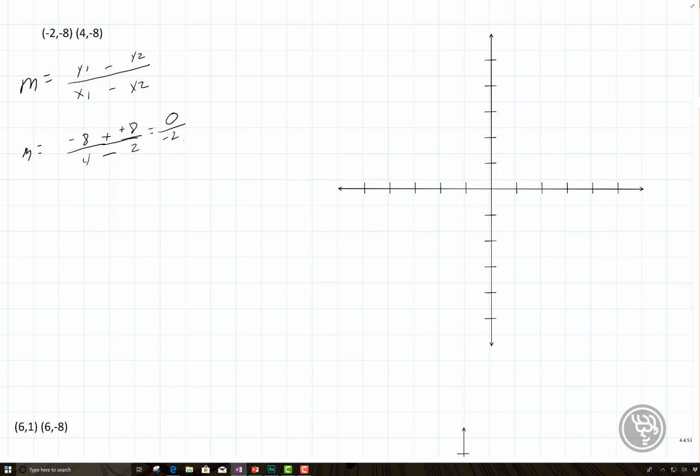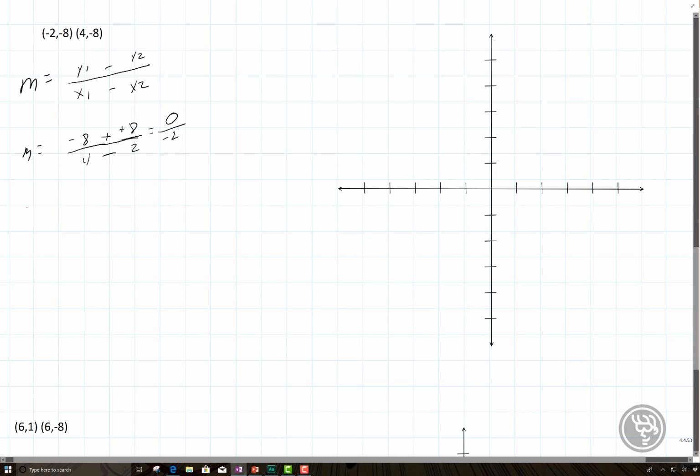So if you notice, this line is going to be on the same y. Let's go ahead and plot these points. We're going to say 4, we got 1, 2, 3, and 4, minus 8, 1, 2, 3, 4, 5, 6, 7, 8. It's way down here. And then negative 2 here. If you notice, this line is just going to be this flat line.